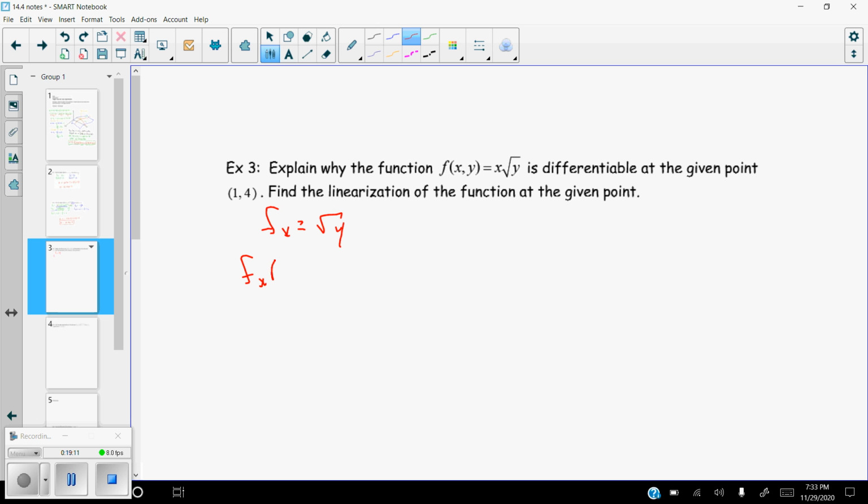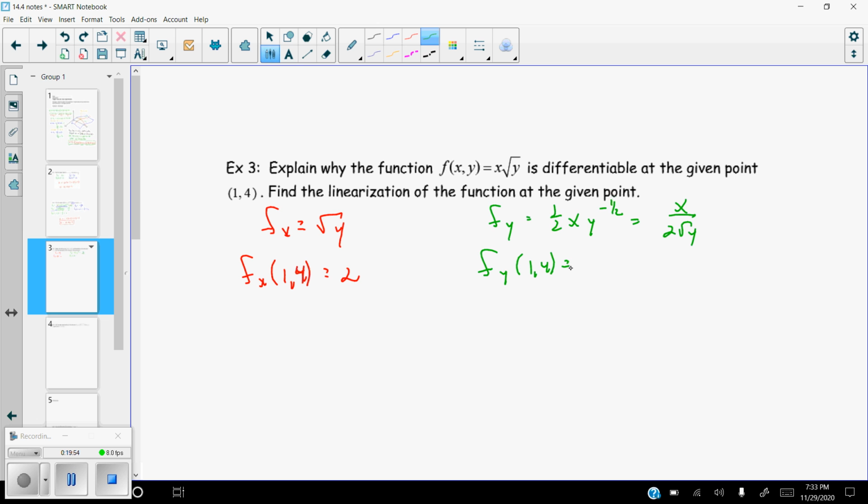And f sub x at the point 1, 4 is going to be plugging the 4 in for y. You get square root of 4, which is 2. We're going to need f sub y, which in this case is going to have to be a small chain rule, so it'll be 1/2 x y to the negative 1/2, and then times the derivative of y, which is just 1. So really what we get here is x over 2 root y, and then we need that evaluated at the point 1, 4.